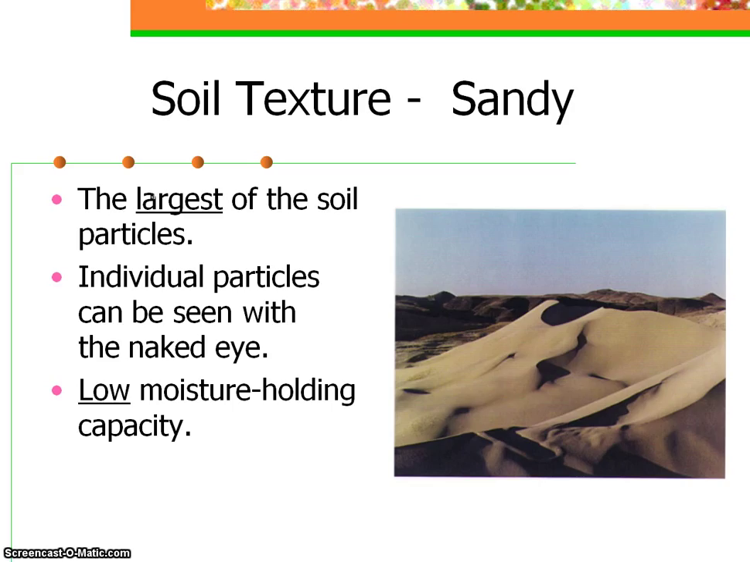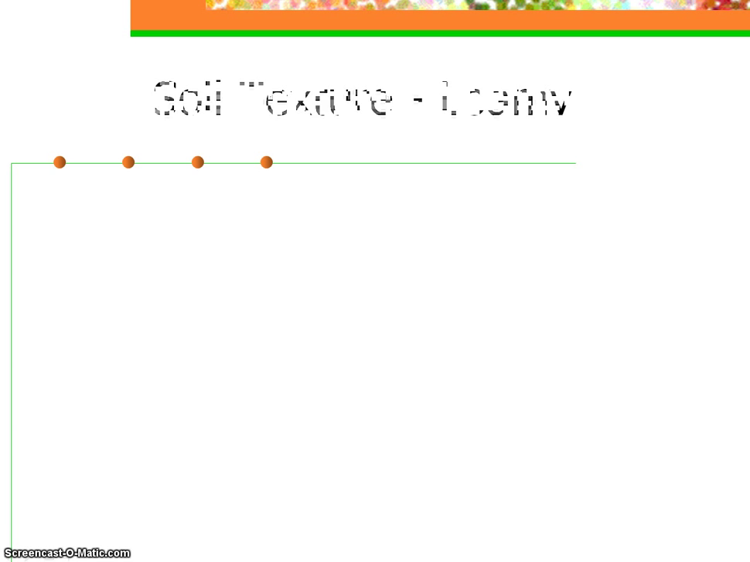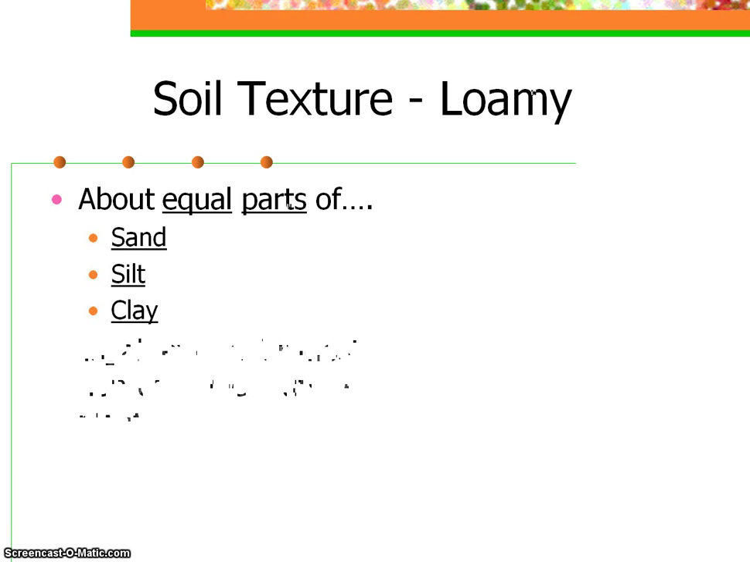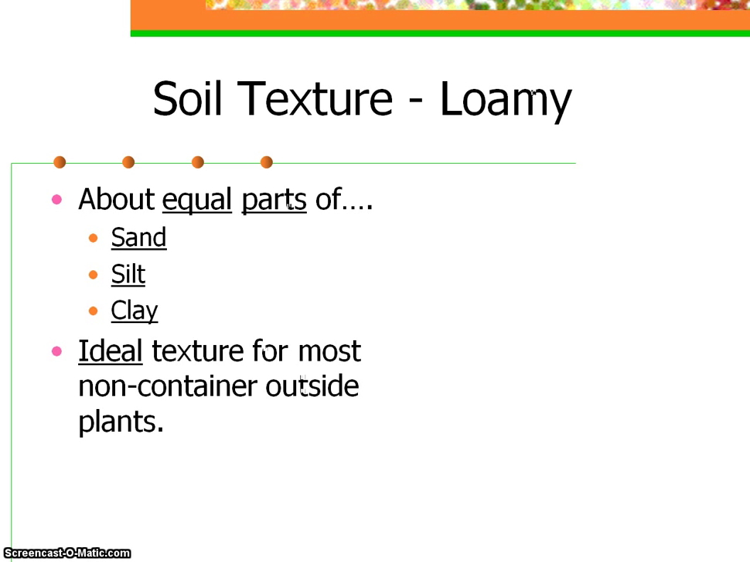So having a nice, even mixture of these three particles could give you the best type of soil texture for plant growth. And this nice, even, equal mixture of sand, silt, and clay, we're going to call loamy soil. This loam soil is the ideal texture for plant growth because it provides the right amount of space, the right amount of water holding capacity, the right amount of nutrient holding capacity for plant growth.